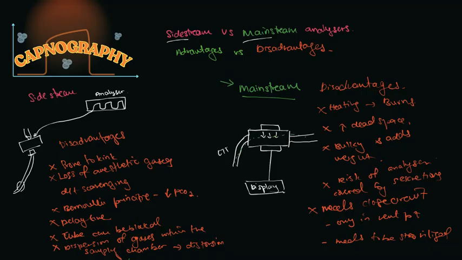Mainstream analysis needs to be used in a closed circuit. So in this sense, mainstream analysis can only be used in ventilated patients. And lastly, mainstream analysis needs to be sterilized between use.